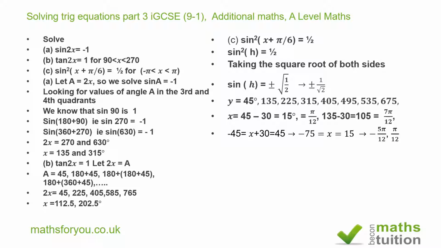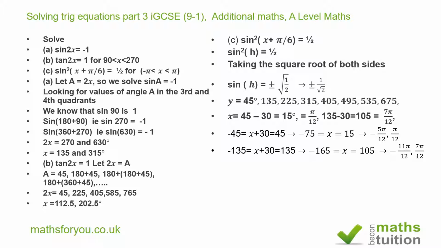Okay, now what about 135? Sorry. We do a similar thing again. Minus 135 is equal to x plus 30, or x plus 30 is equal to 135. If we then decrease both sides by 30 degrees, we end up with minus 165 and 105. Because there are 11 15s in 165, minus 165 will be minus 11 pi over 12 radians, and 105 will be 7 pi over 12 radians.